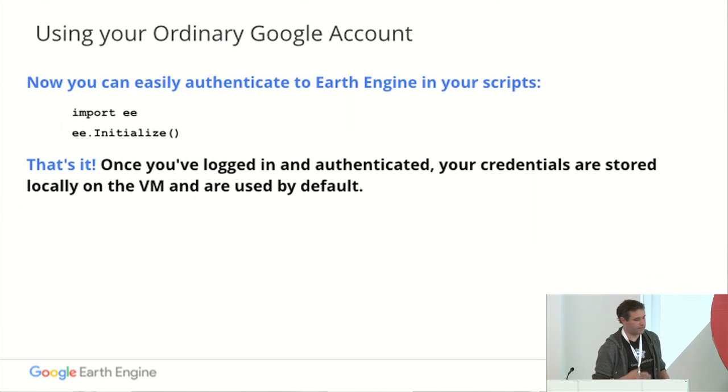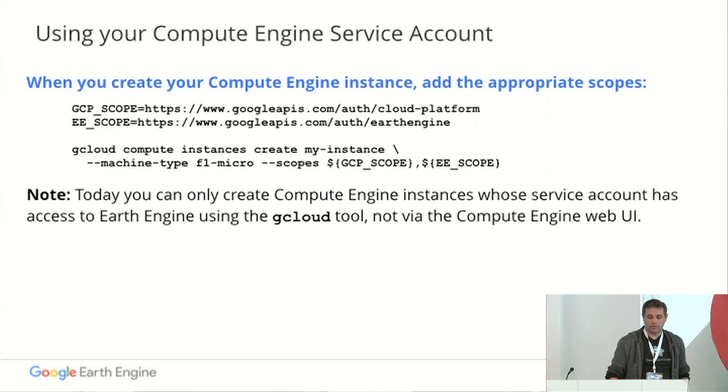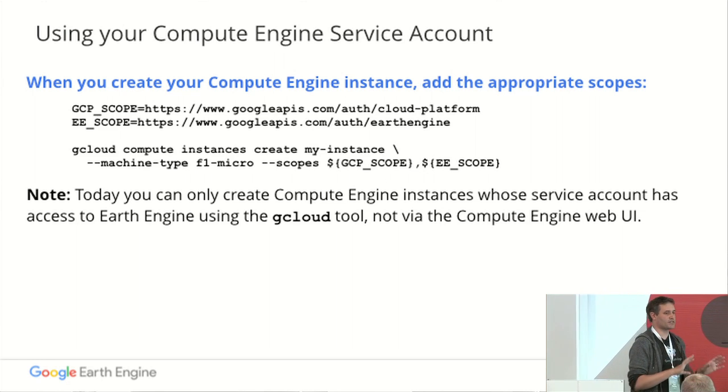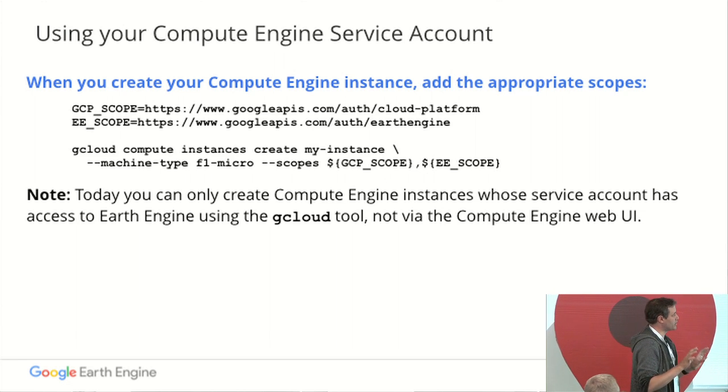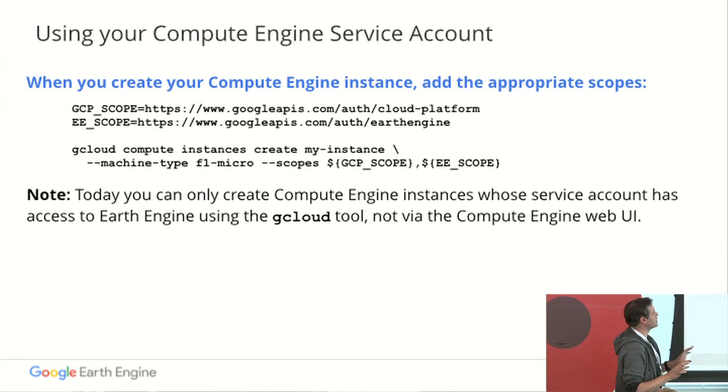And once you've done that, then if you're in Python, you can just run e.initialize, and it will automatically grab those cached credentials. No more fussing with credentials at that point. Alternatively, if you want to use the automatic service account mechanism with earthengine, there's one thing you have to do a little differently.